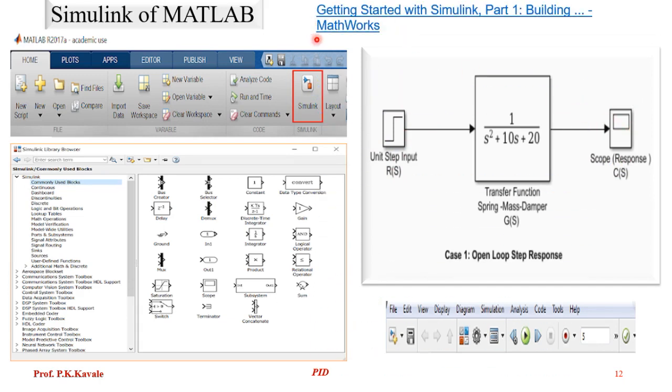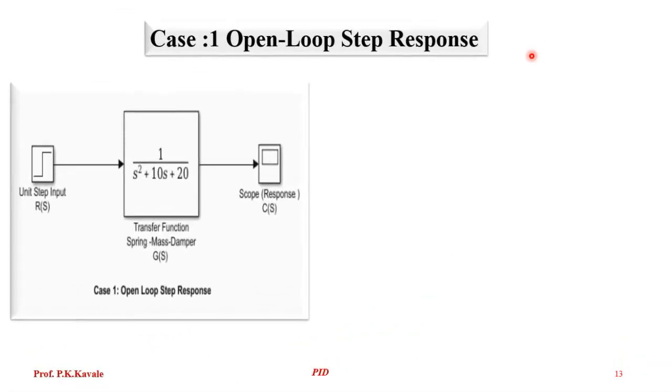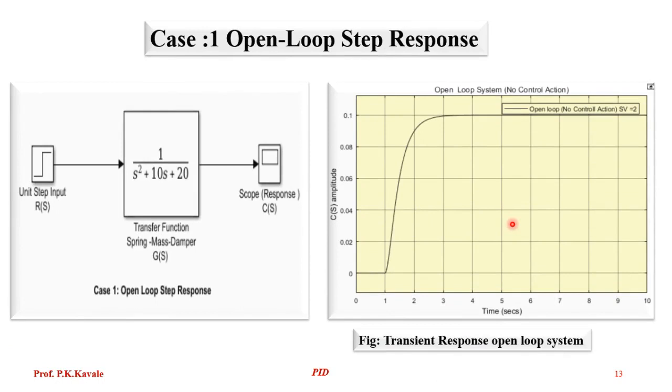So if you want to know how to build this, go to this link, "Getting Started with Simulink Part 1: Building Mathworks." You will get the details. Once you build and run, you will get this output, the transient response of the open loop system. The set value is 2, and the output is nearer to 0.1. The rise time is 1 second and the settling time is 3 seconds.